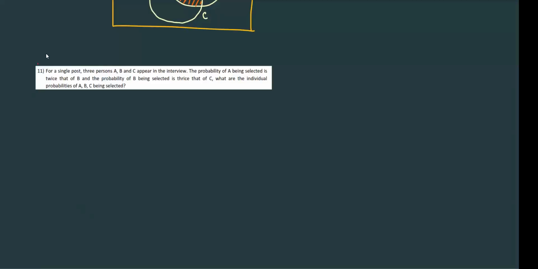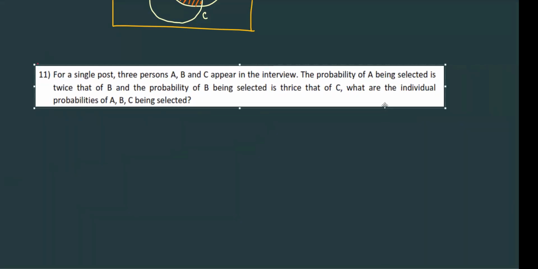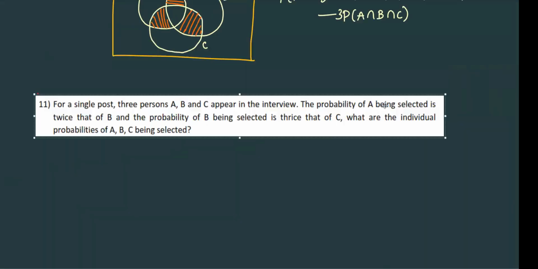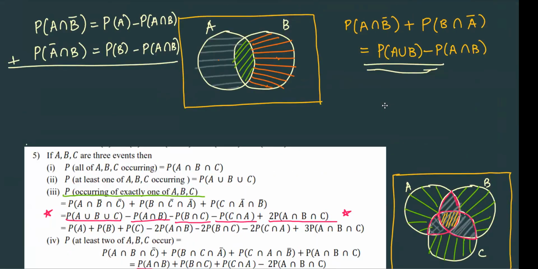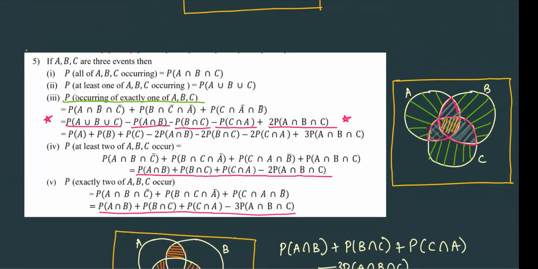Okay. Naveen, I'll get back to you. I think you're asking this, right? Yes, sir. This one. At least two of A, B, C occur. This is what you're asking?